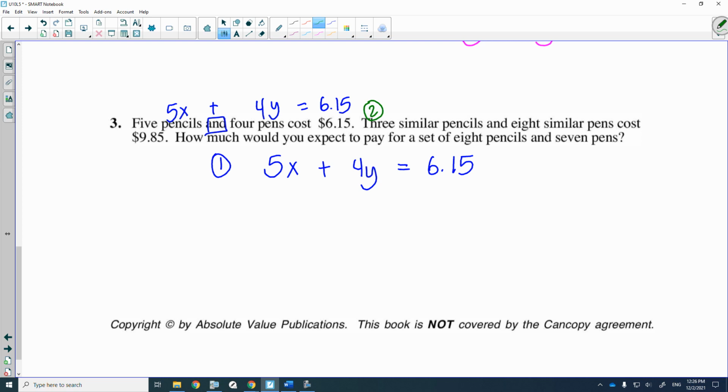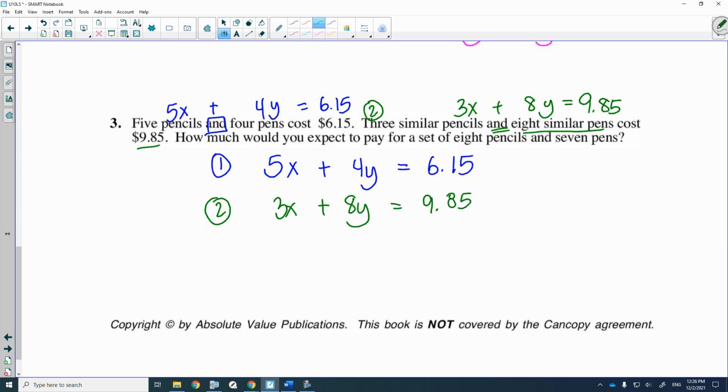The second system, 3 similar pencils. So we said that pencils were X. So 3 similar pencils. There's that and again, which is plus 8 similar pens. Pen is Y, 8 of them. This cost is $9.85. So the second system would be 3x plus 8y is equal to $9.85. I would not do substitution. I'd be doing elimination. What would I have to multiply this first system by to do elimination?